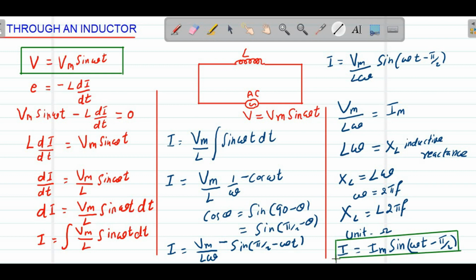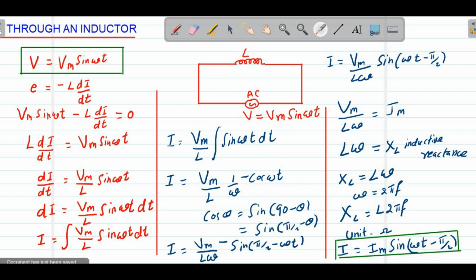So what we can see in these two equations: voltage is Vm sin omega t, current is I equal to Im sin (omega t minus pi by 2). It means when a current flows through the circuit, voltage will be ahead and current will come behind. Current is lagging behind the voltage by an angle of pi by 2. When voltage is maximum, current will be 0. When voltage is 0, current will be at negative maximum.